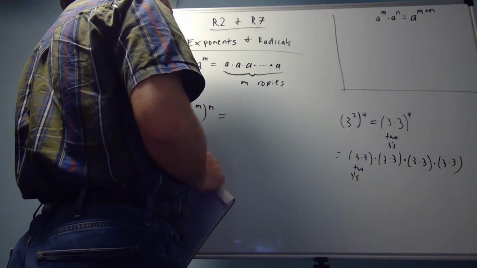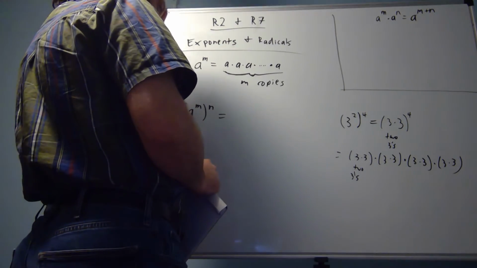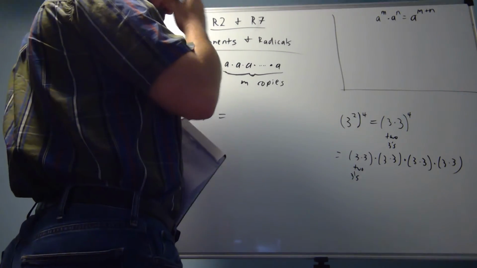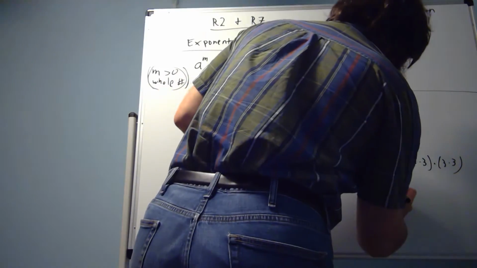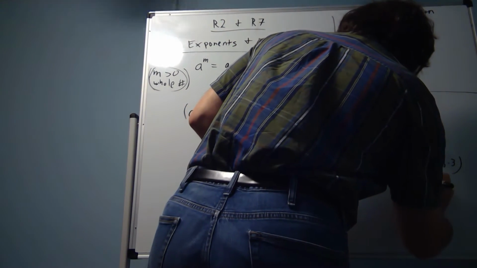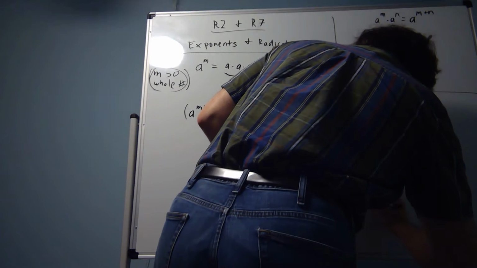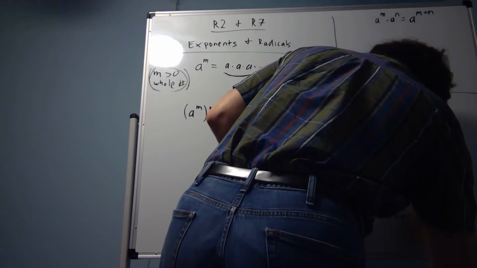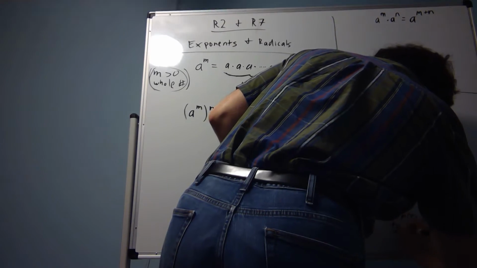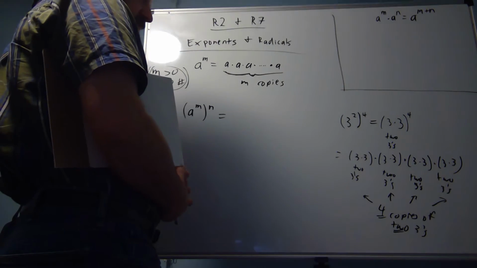So this one's a little bit more abstract because it's like we're taking it to the next level. It's not just a power of 3 times a power of 3. We've got a power of a power. So that's a little bit wild, but we've got 2 3s, and we've got how many copies of 2 3s? We've got a total of 4. We've got 4 copies of 2 3s multiplied, so we've got a total of 8.